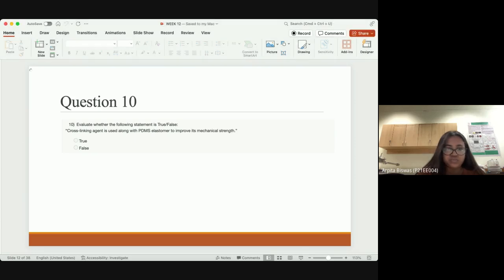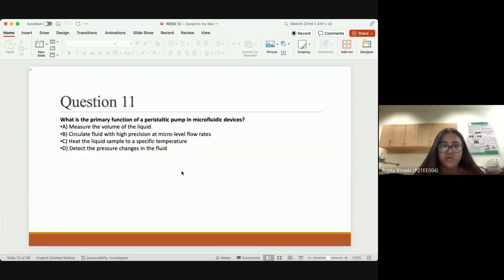So next, move to question number 11. What is the primary function of a peristaltic pump in microfluidic devices? So first option is measure the volume of the liquid. Second, circulate fluid with high precision at micro level flow rates. And the third option is heat the liquid sample to a specific temperature. And option D is detect the pressure changes in the fluid. So which one is the right option?